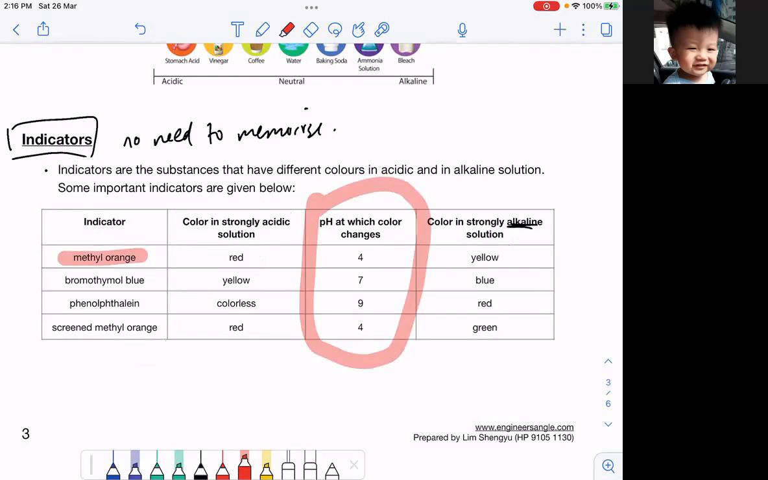If I use bromothymol blue, the changing point is 7. Below 7, which is 1, 2, 3, 4, 5, 6, it will show yellow. 8, 9, 10, 11, 12, 13, 14, it will show blue.